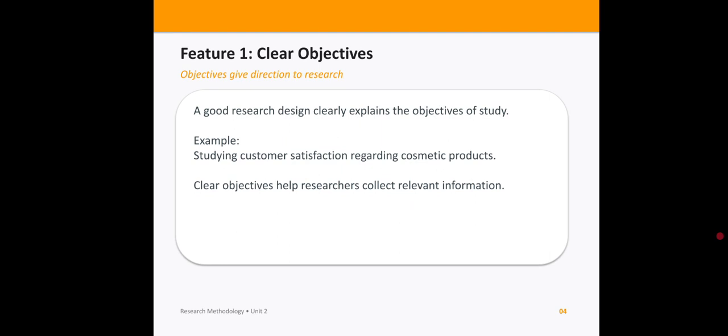Now let's understand the features of research design. The first feature is clear objectives. One important feature of a good research design is clear objectives. If you want to do anything in your life, first of all it's your responsibility to decide the objective. If you set the objective, then you get an accurate result.